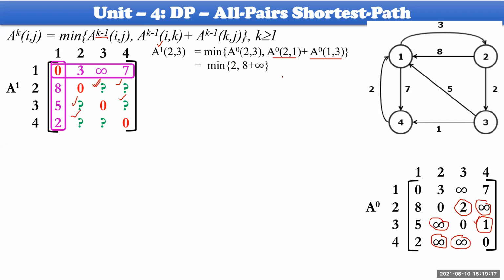So right away from these values, A power 0, what are the values which you have to consider here? Let us take into consideration. So A power 0, 2 comma 3. The 2 comma 3 value is 2. Yes, we have taken 2. So A power 0, 2 comma 1. What is the value of 2 comma 1? 8. 8 has been taken, plus 1 comma 3. 1 comma 3 is infinity. Anything plus infinity will be infinity. So therefore, the minimum between 2 comma infinity is 2. That is the minimum distance so far. If you take 1 as the intermediate vertex between 2 and 3, that is the minimum distance.